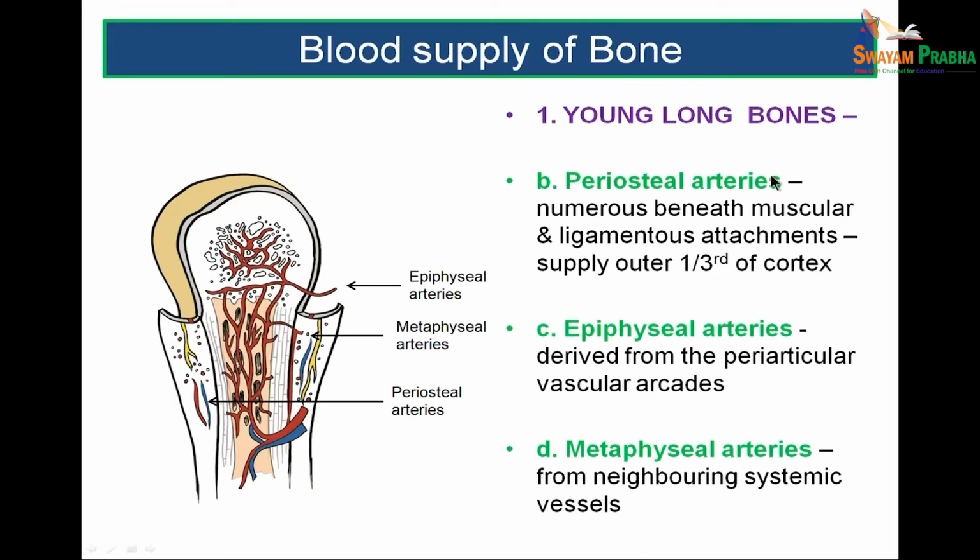Periosteal arteries are numerous below the periosteum. They supply the outer 1/3 of the cortex. Epiphyseal arteries are derived from the periarticular arcades of vessels. Metaphyseal arteries are derived from neighboring vessels.